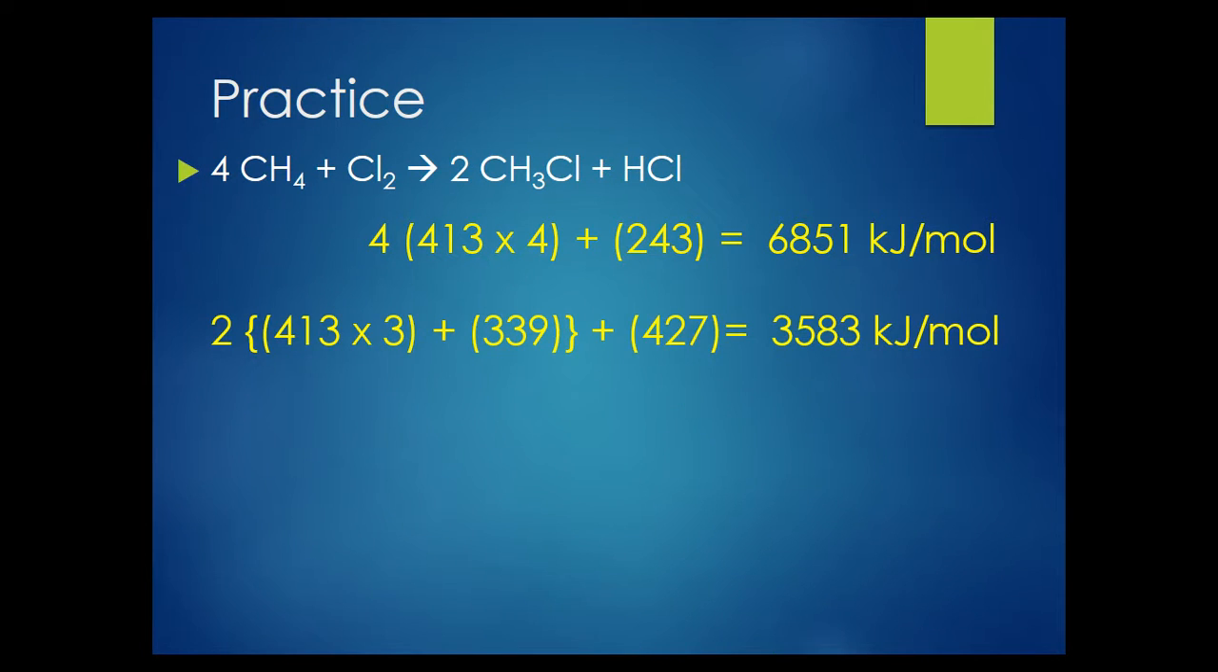For the other one, for this guy right here, there are 3 single carbon-hydrogen bonds. That's this number, multiplied by 3. And then I'm going to add in my carbon-chlorine bond. That's this guy. I'm going to get that whole total and multiply it by 2 because of this coefficient right here. Then I'm going to add in my single hydrogen-chlorine bond in there. So I'm going to get a total of my products of this.